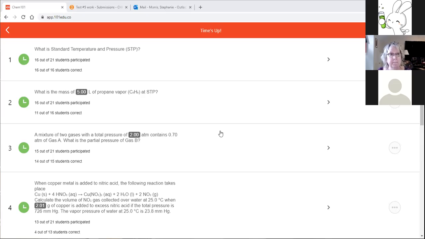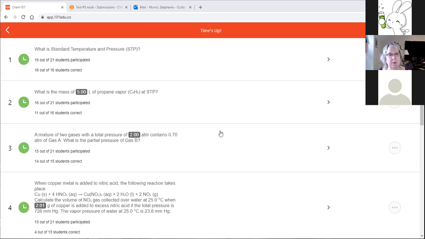If you need me to, I'll write it out and show you why, I mean, there's some of them that I'll write out. Okay, number 2, what you had to do there is take your 5.00 L times 1 mole over 22.4 liters, because you're going to cancel your liters and get to moles, times 44 grams per mole. That's the molar mass of that propane. The answer should have been 9.84.